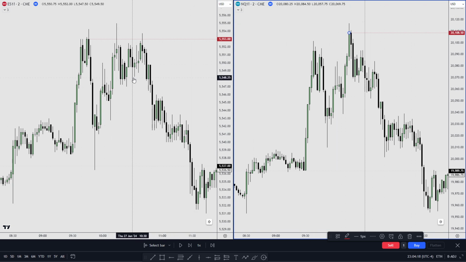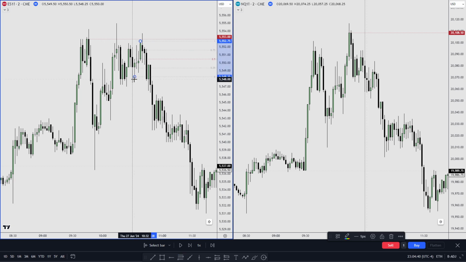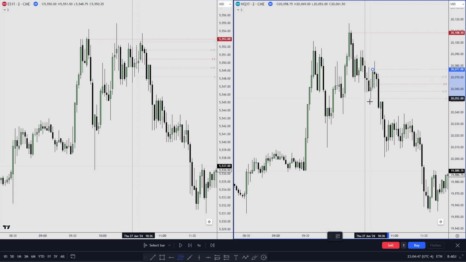After 1030 for ES, it came back up into this old rejection block. However, at this point in time, NQ was unable to do so. And then we traded lower, closing below these consecutive up close candles. So this is where the model comes into play again. This is the order block. And right over here for NQ, this right here is the order block.